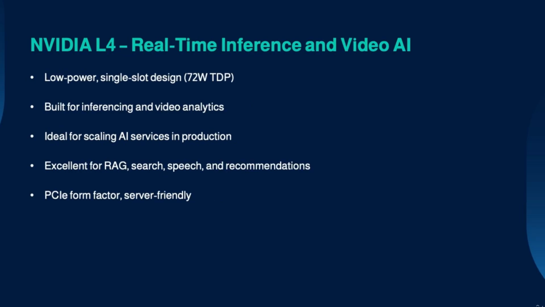If the A100 and H100 are AI powerhouses, the L4 is your lean, production-ready engine. It's designed for real-time inference, perfect for applications like video analytics, recommendation engines, and conversational AI. With a single slot, low power profile, it's easily deployable in dense server environments.